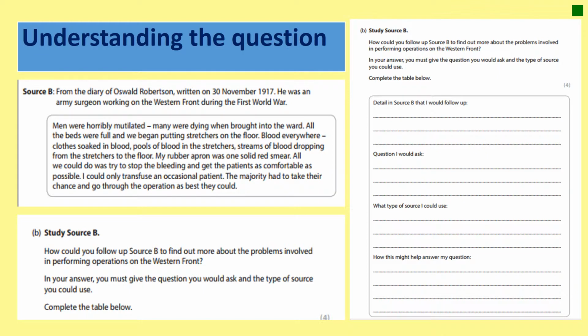So, firstly, we break this down, have a look at the information. We've got source B just here, and within this, we've got this text we would have to analyze and examine. We've already done this with a previous question, but we're going to be looking at developing an inquiry from this. So the question is, how would we follow up this? And there's a focus element, performing operations on the Western Front. And it tells us what we need to do.